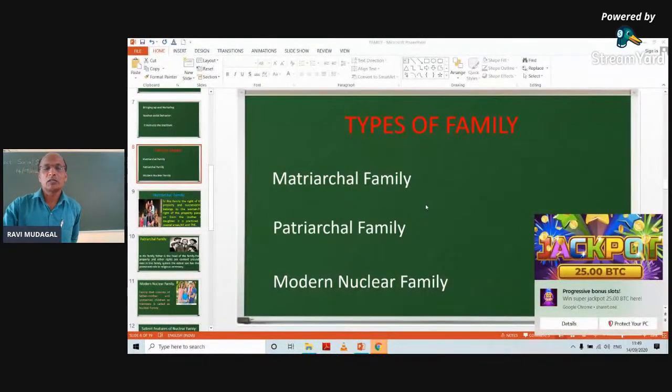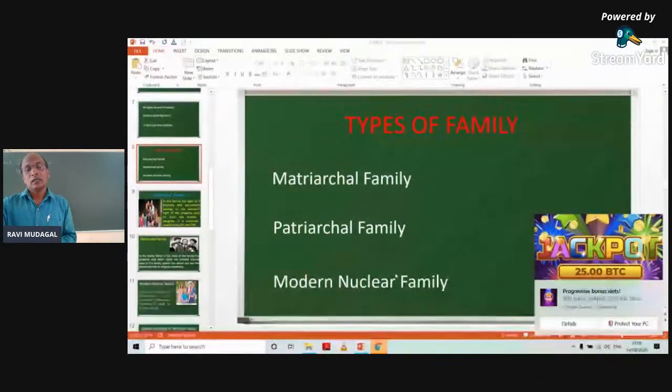Yes, students. Let's move on to the next topic, types of family. In this session, we are studying about types of family. Sometime back, I told you there are three types of families. The first one is matriarchal family. The second one is patriarchal family. The third one is modern nuclear family.